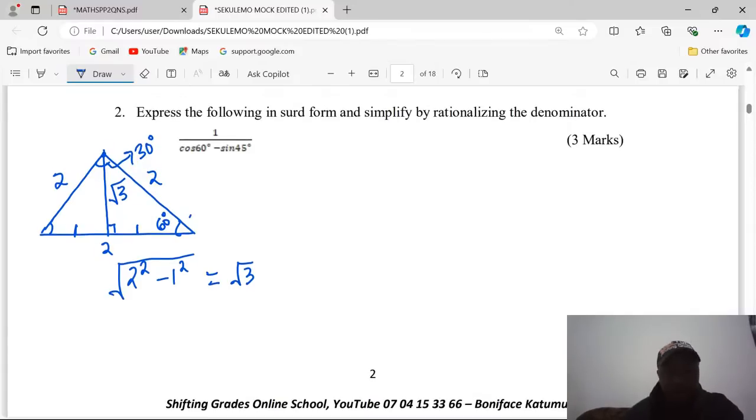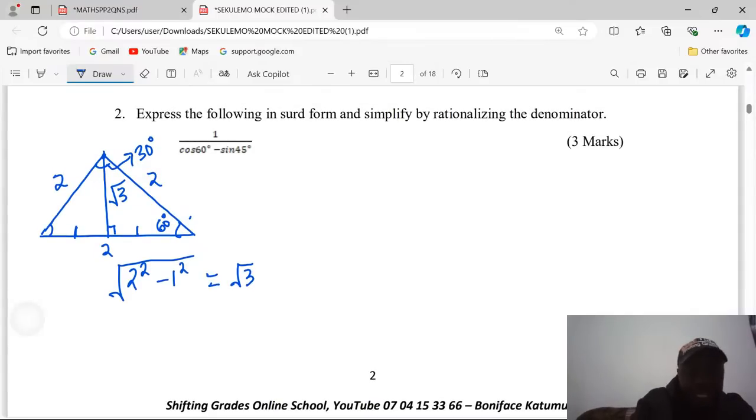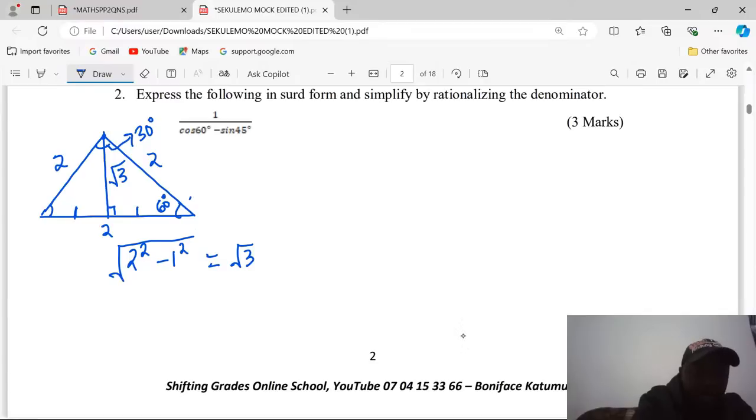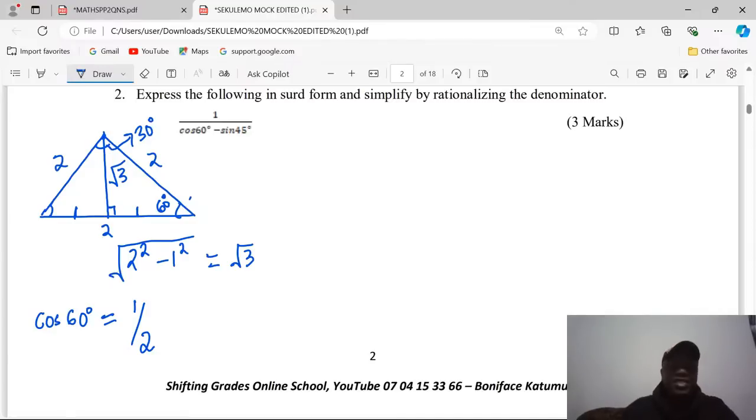And so, the cosine of 60, as you can see in the question. Cosine is given by adjacent length divided by the hypotenuse. The adjacent length to 60 is just 1. The hypotenuse is 2. Therefore, the cosine of 60 is half. And even when you prove it with your calculator, cosine of 60, you discover that it is half.